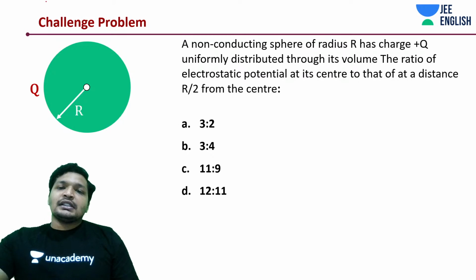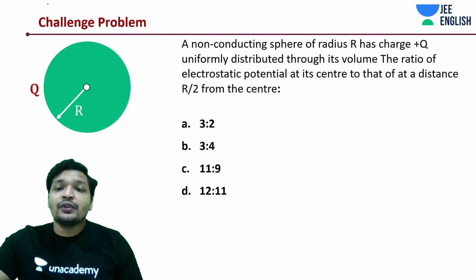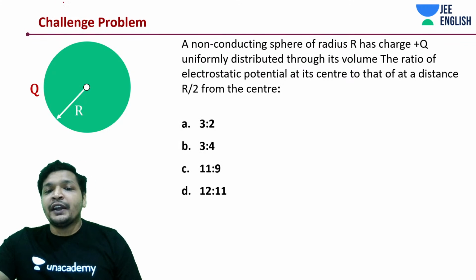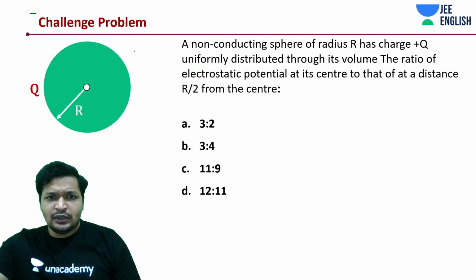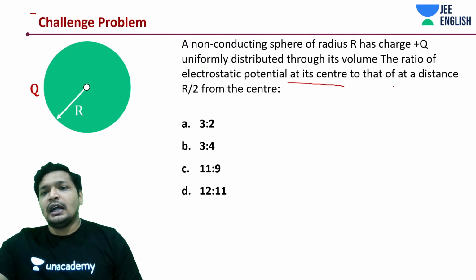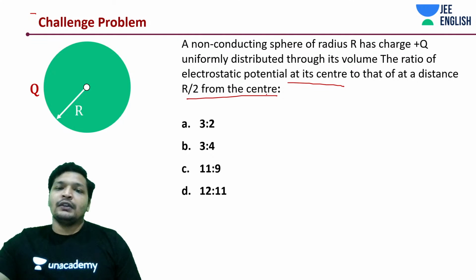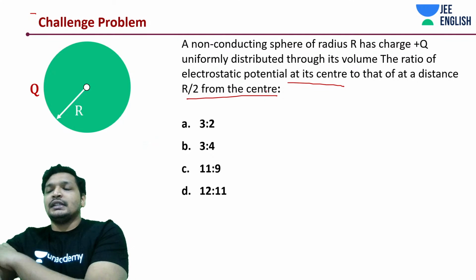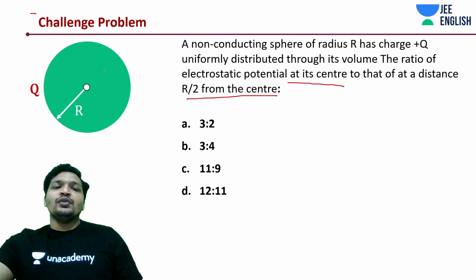So what has been given to us now is a non-conducting sphere. Luckily, we have plus q uniformly distributed throughout its volume. Now we need to find out the electrostatic potential at its center, and at a distance r by 2 from its center. Now the thing is, you are at a point over here.